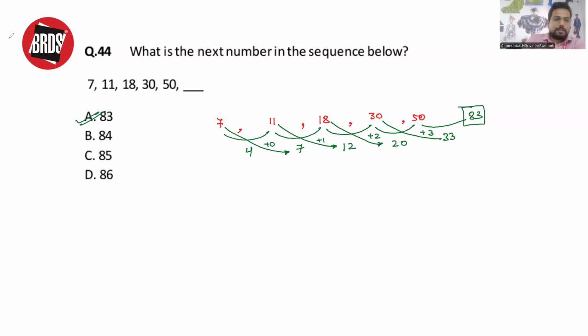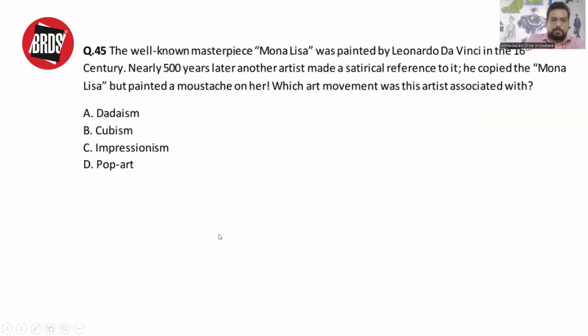Moving ahead to the next question, number 45. The well-known masterpiece Mona Lisa was painted by Leonardo da Vinci in the 16th century. Very famous painting, we all know. Nearly 500 years later, another artist made a satirical reference to it. He copied the Mona Lisa but painted a mustache on her. Which art movement was the artist associated with?